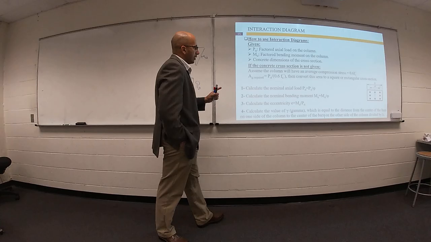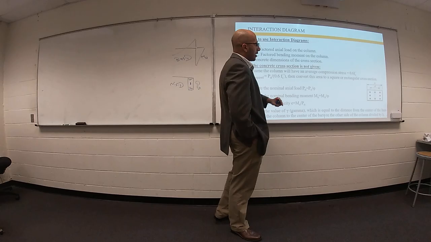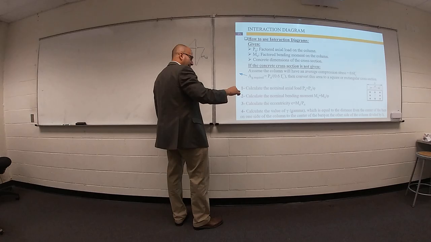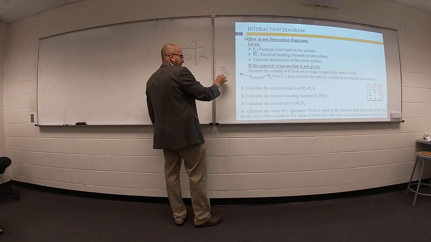Sometimes, the concrete cross-section isn't given, and I would like to design everything from scratch. Okay, go ahead. Assume the column will have an average compressive stress equal to 0.6 f'c, and you can get your gross area of concrete equal to P ultimate divided by this stress, 0.6 f'c. You can get the gross area.